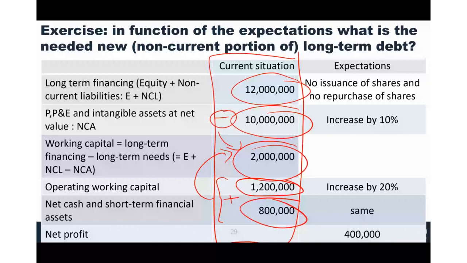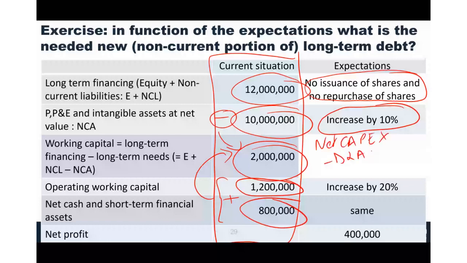And now the expectation. We don't want to issue shares or to repurchase our own shares during the next year. Because of the investments, we expect to increase by 10% the property, plant, equipment at net value. So it means, because of the difference between net capex and D&A expense, we increase by 10%. Don't forget, it's at net value. So it's the difference between the two, investments minus divestments minus D&A expense. So we expect to increase this one by 10%.